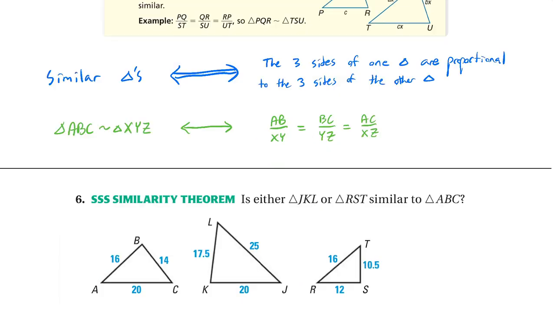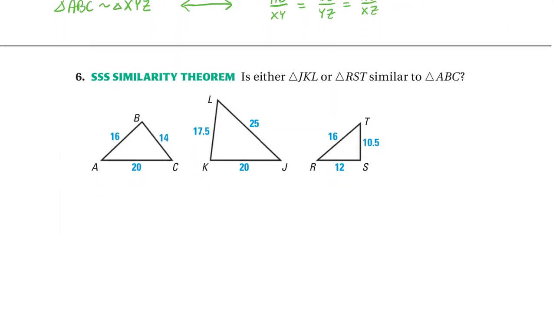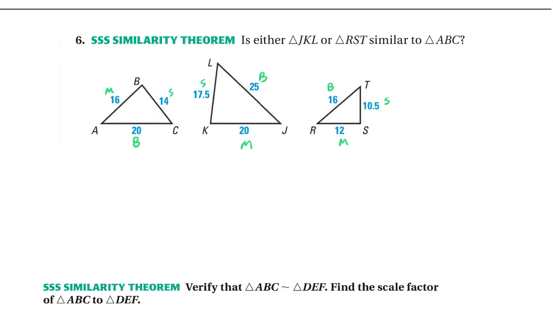So let's do a problem or two. Right here, it's the problem from up above. Let's do it. So is either one of them similar to ABC? So again, we've got to match the biggest with the medium with the small. So we've got two different questions to check: ABC compared to one, and ABC compared to the other.